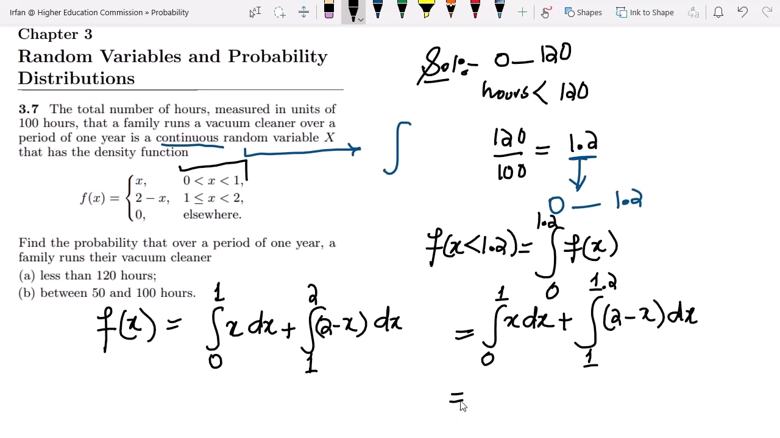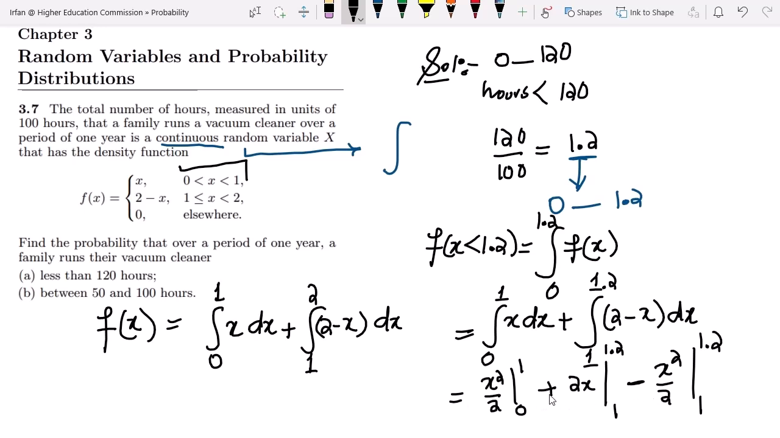So now let me solve it. Integrating it, I will get x square divided by 2 from 0 to 1, plus here similarly for the 2 minus x, I will get 2x. Now I am integrating them separately. 2 and x are separate, where 2 is the constant and x is the variable, so using the rules of integration, I will get it from 1 to 1.2, and now minus x square divided by 2, from 1 to 1.2. Okay, so now these are all the ranges.